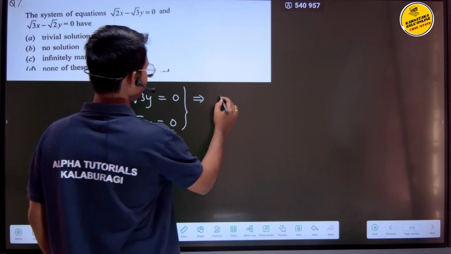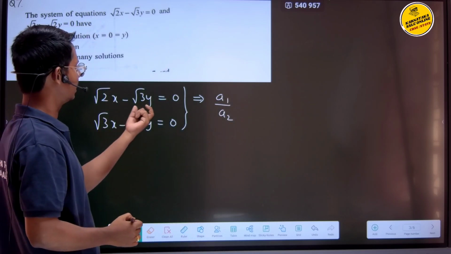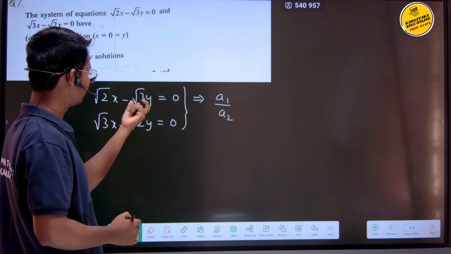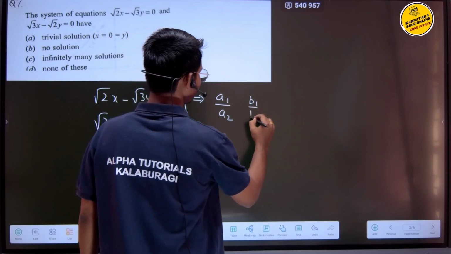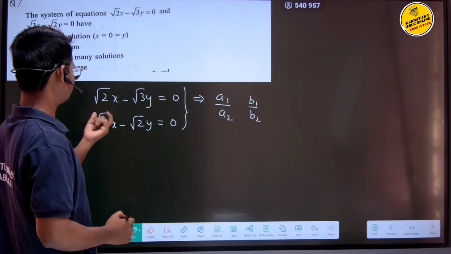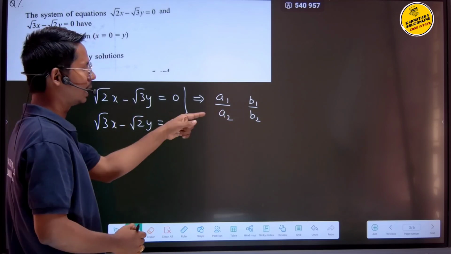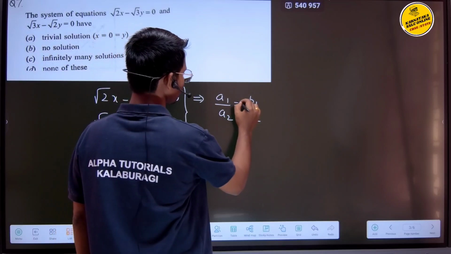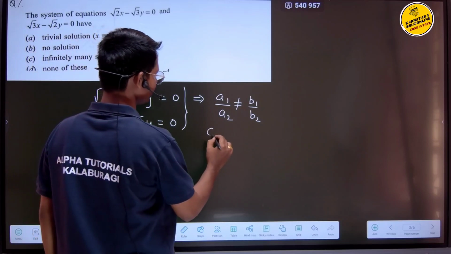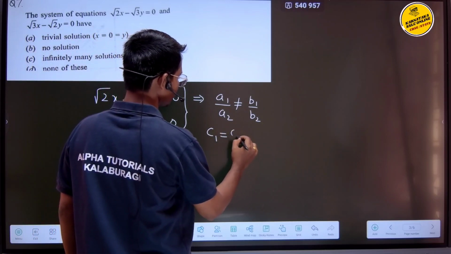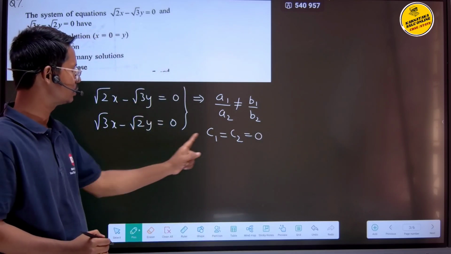Now if you observe, you can write a1 by a2. What is a1? Root 2 by root 3, and b1 by b2, again they are different. So a1 by a2 is root 2 by root 3, b1 by b2 will be minus root 3 by minus root 2. Are they same? The ratios are not equal. And you can also observe c1 is equal to c2 is equal to 0. It means both constants c1 and c2 are equal to 0.